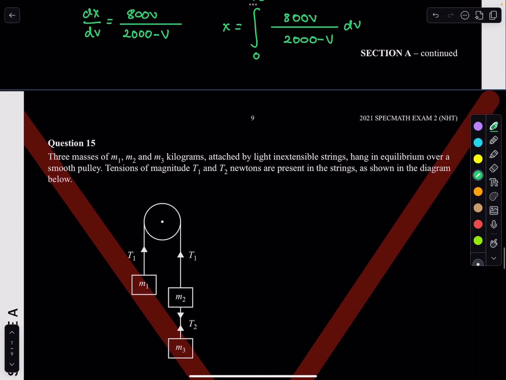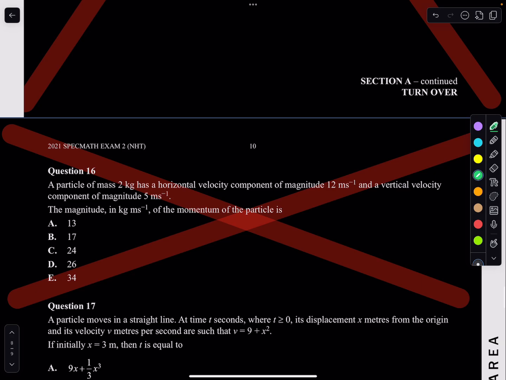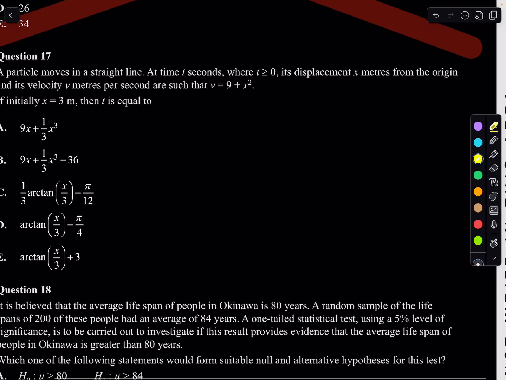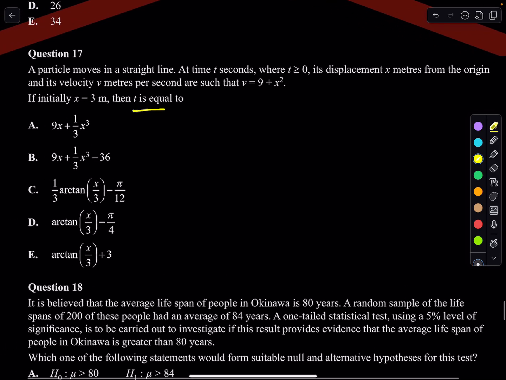Next question. These were added to the study design; mechanics is taken out, and also momentum, so we do 17. A particle moves in a straight line. At time t seconds, where t is greater than or equal to 0, its displacement x meters from the origin and its velocity are given here. If initially, when t equals 0, the position x equals 3, then x equals what? Really not too bad, because we want to get it in terms of t. We know velocity is the same as dx dt, so we can replace that velocity with this.